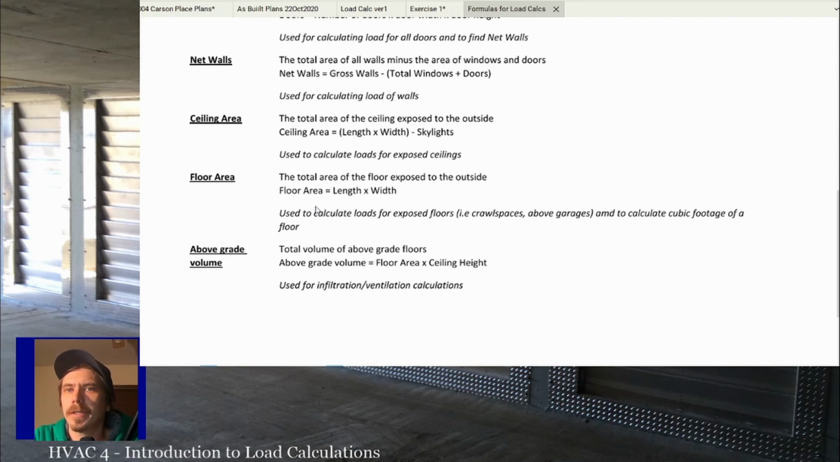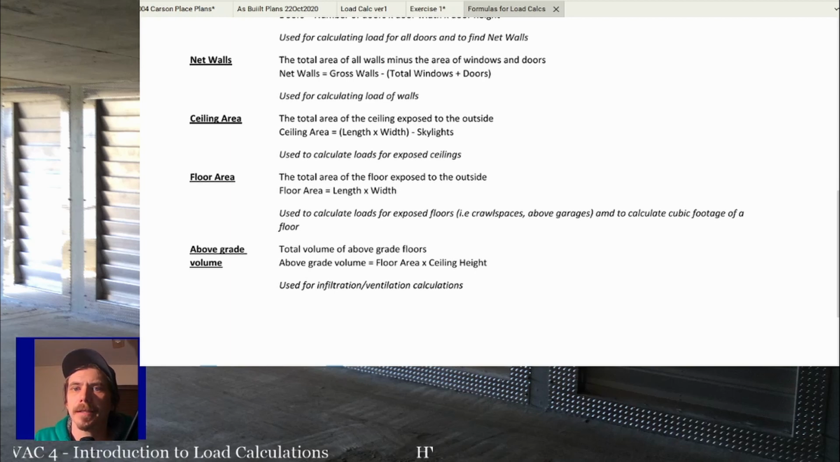So generally, when you go to get your above grade volume, you can just use the total floor area times the ceiling height, and that'll give you the volume of air in a house. And being able to determine that is important for load calculations and ventilation air and all that stuff, right? So that's what all that is for.